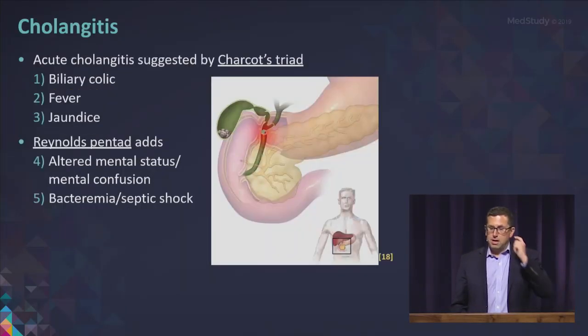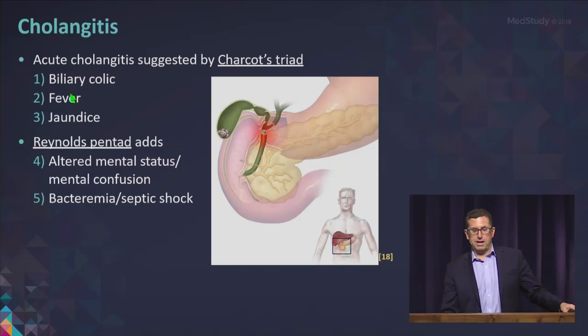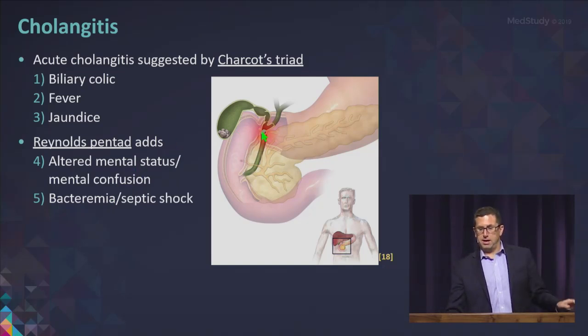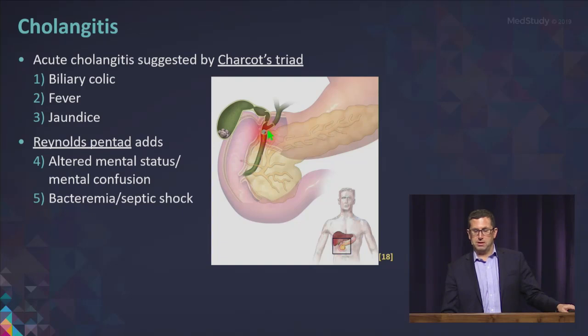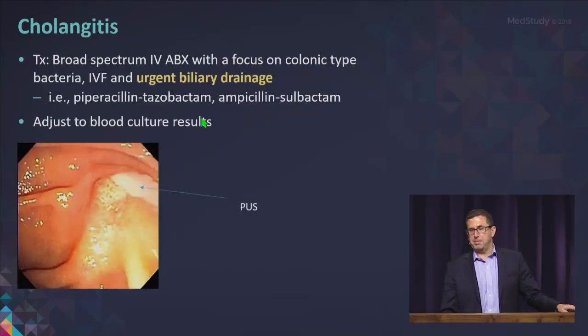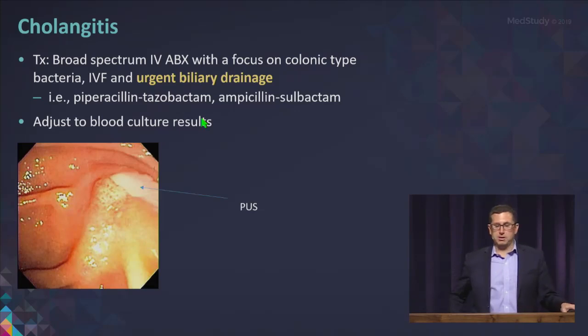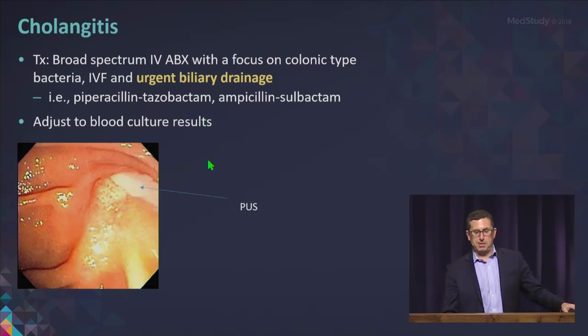So cholangitis, you've probably heard of this, the Charcot's triad. That's biliary colic, fever, and jaundice. That indicates that cholangitis is present. There's the Reynolds pentad, which adds altered mental status and septic shock to the mix here. And you could see a stone in the bile duct and backup, probably with pus here causing cholangitis, and some stones here in the gallbladder. The treatment is pretty simple. It's broad spectrum antibiotics and rapid urgent biliary drainage with ERCP. And here you can see this is the duodenum with the ampulla with pus coming out of it during an ERCP.